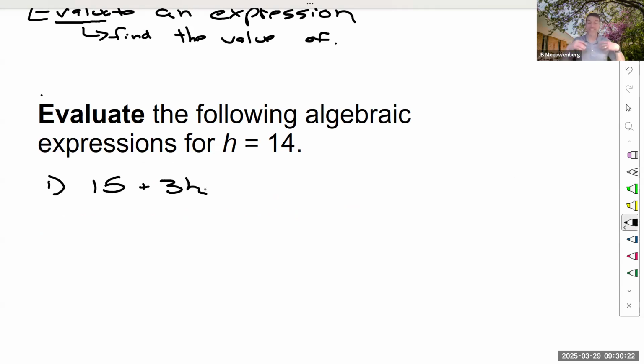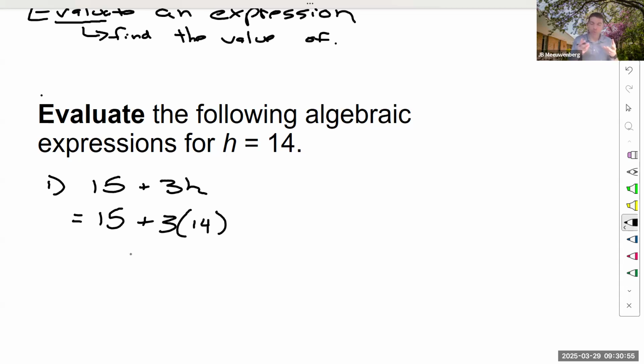First of all, notice that that's an expression. It's just a statement of numbers and operations and variables, okay? When we evaluate an expression, we substitute in a number for the variable. So we can say that this thing is now equal to 15 plus 3. And remember I said earlier we can use parentheses to show the multiplication.